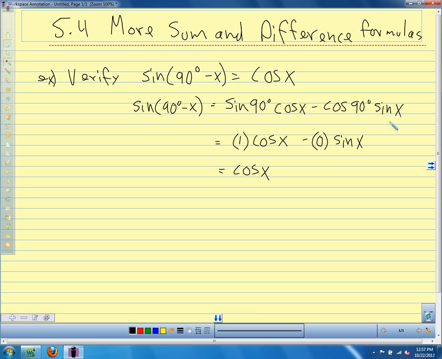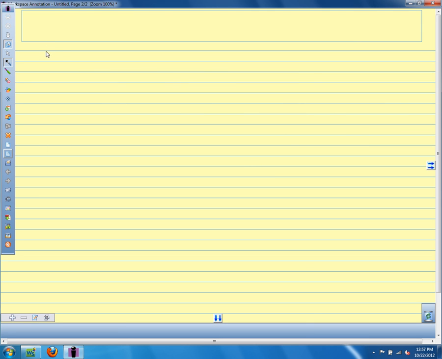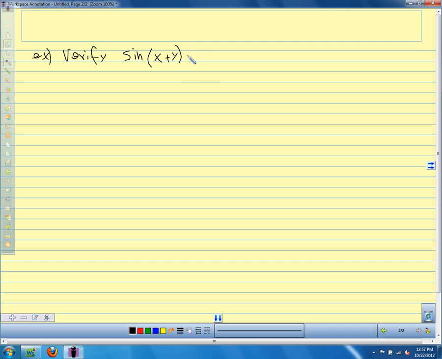All right. We're going to verify a little more complicated identity next. So we want to verify sine of x plus y times the sine of x minus y equals cosine squared y minus cosine squared x. So I'm going to work on the left-hand side.